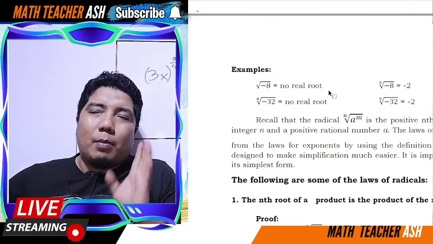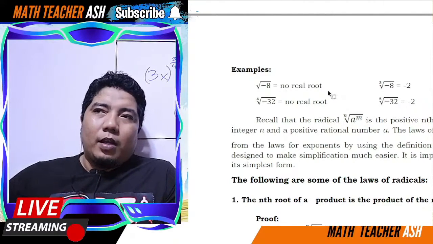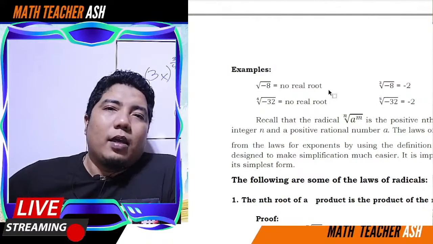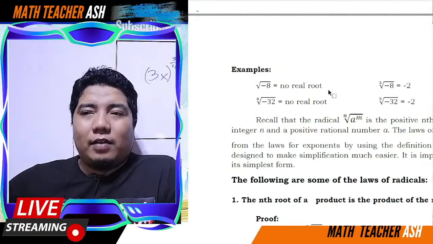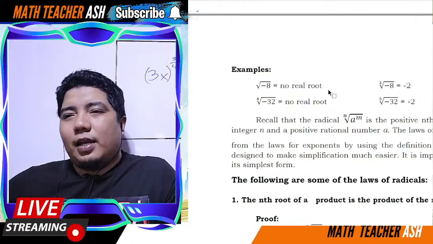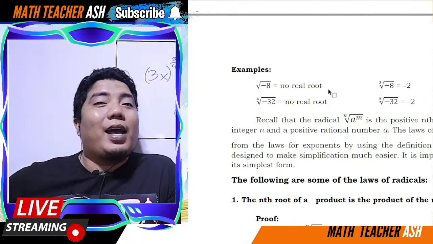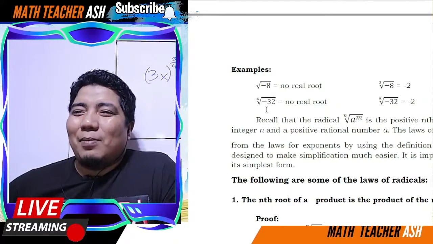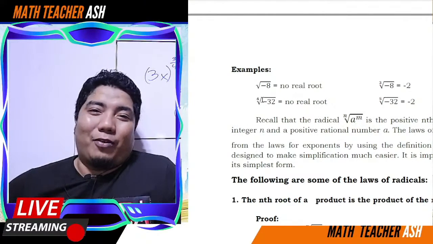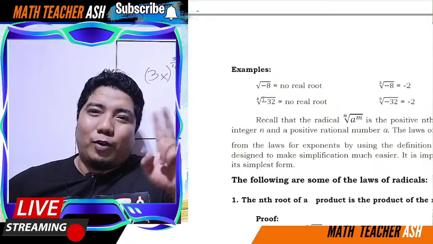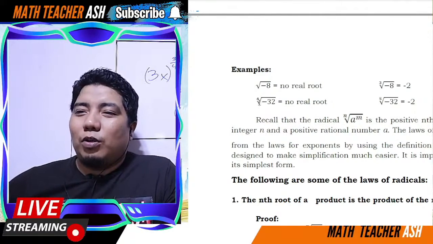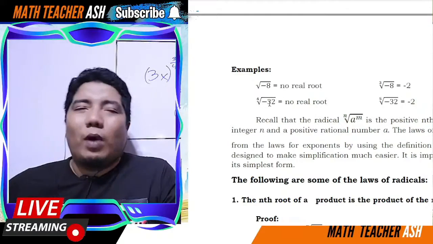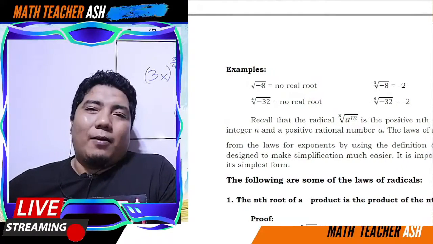Wala kang number na multiply sa sarili niya ng 2 beses, ng 4 na beses, ng 6 na beses, and so on and so forth, na ang sagot ay negative number. Never talaga yan mangyayari. Kahit i-calculate mo, ang lalabas dyan ay syntax error. Alright, how about this one? Fourth root, so even number, 2, 4, 6, 8. Fourth root of negative 32. Kapag negative ang radicand mo, walang real root yan.